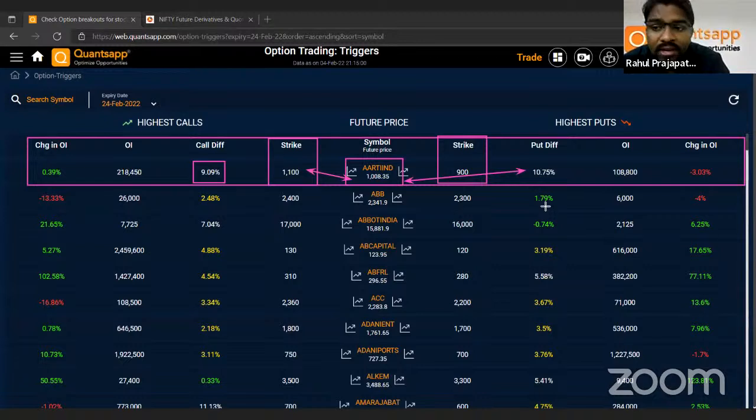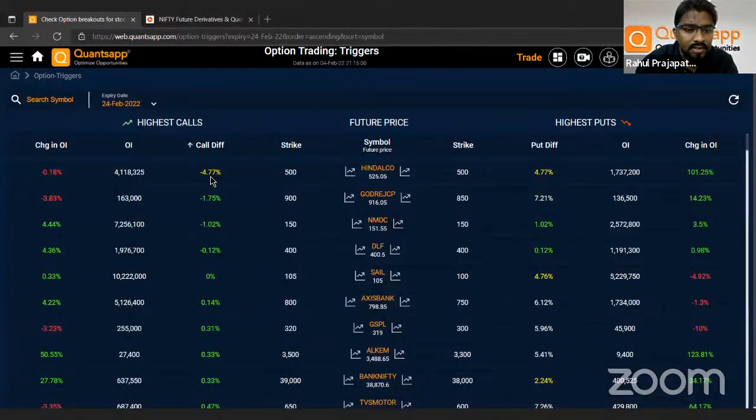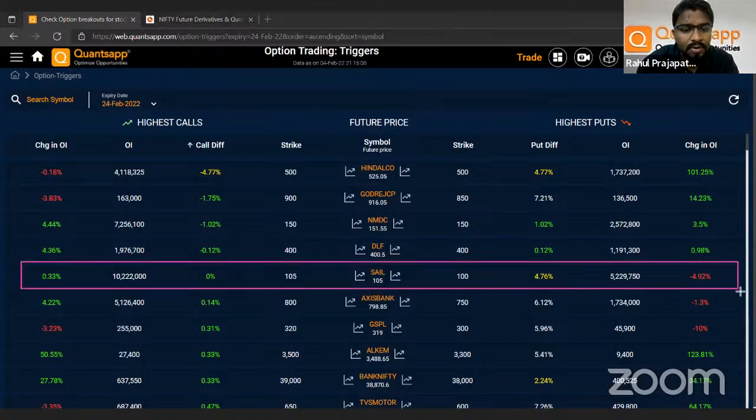So we can even identify the stocks which are trading near the highest call option. How do we do it? We can just click on the call difference and we can see these stocks. Green colors mostly show you within the 2% range. If you see Steel Authority, the current price is 105. The highest strike price is also 105. That means it is trading near the highest call option.